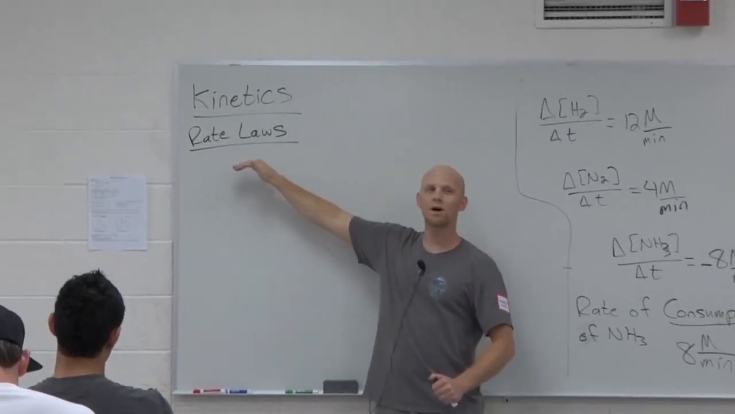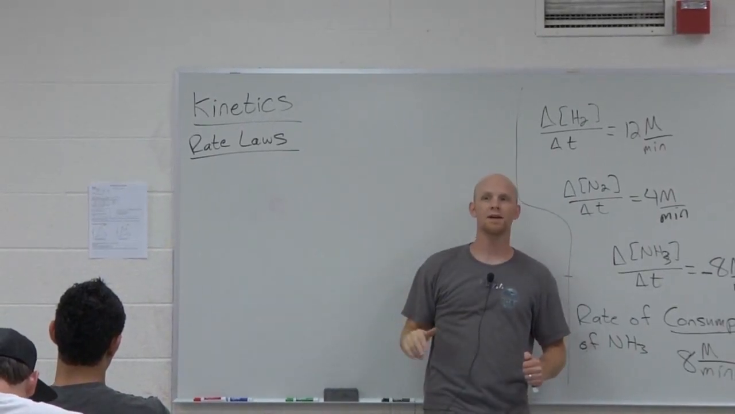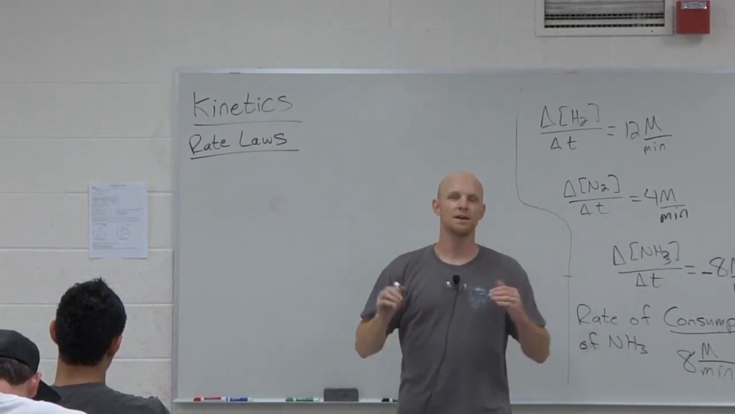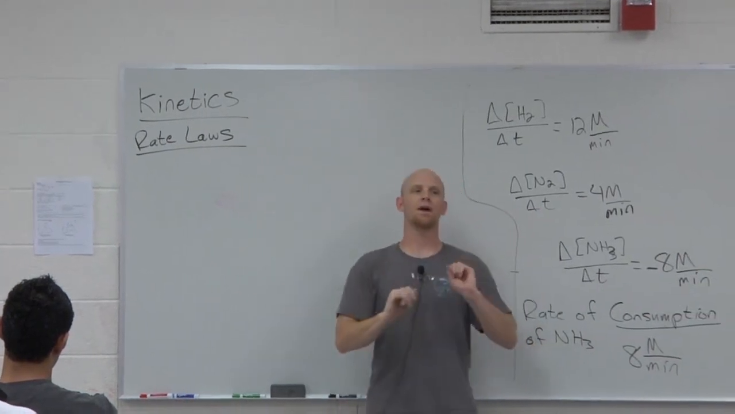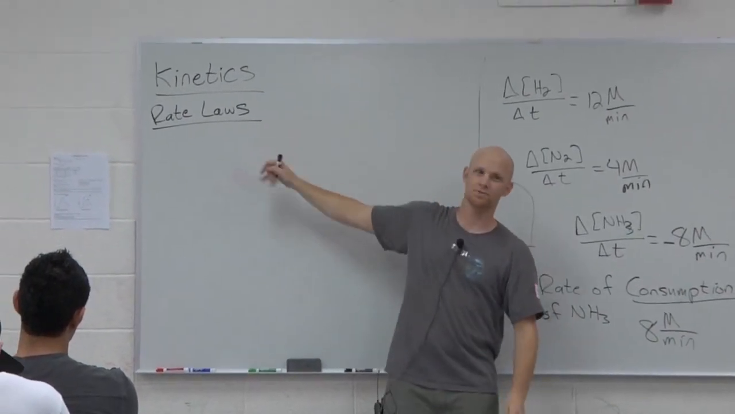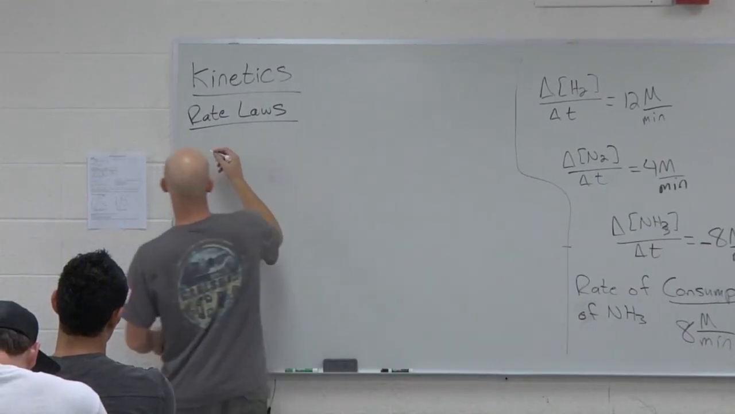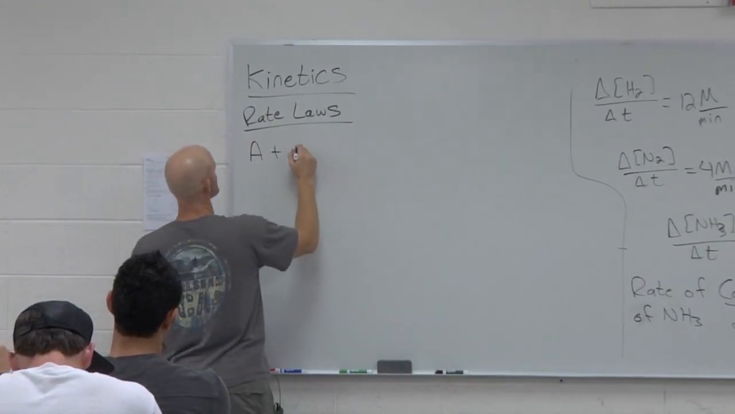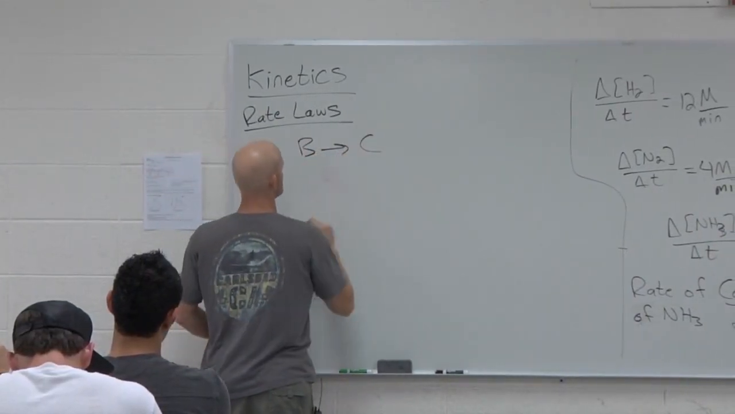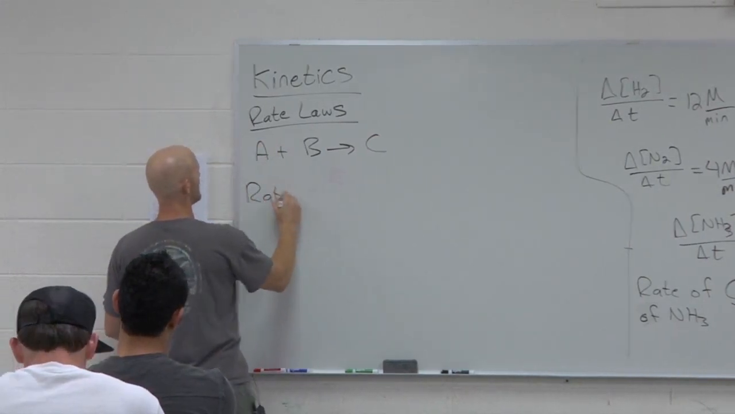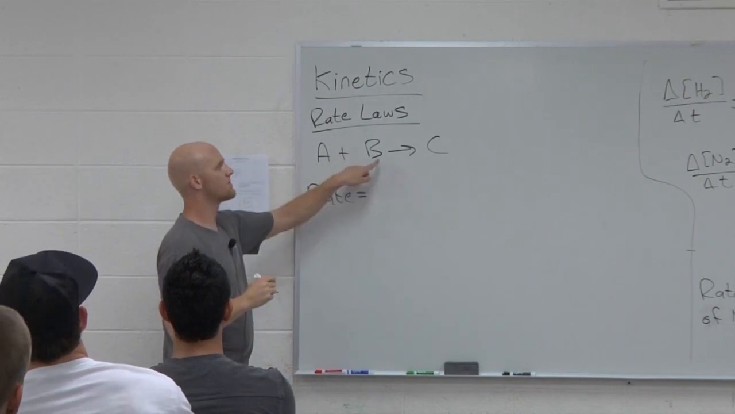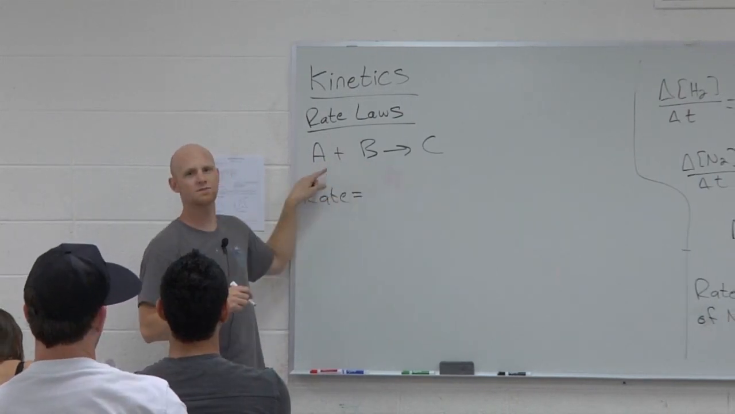Same thing here. A rate law allows us to predict the rate of a future reaction. If I know the initial conditions, the initial concentrations of reactants, how fast would that reaction go? That's what a rate law is for. So, if I had a reaction like A plus B turns into C, a rate law generally depends on the concentration of the reactants. Not usually the products, usually just the reactants.